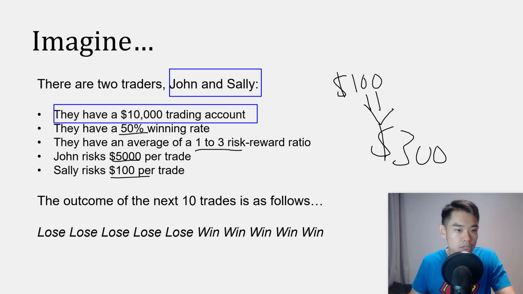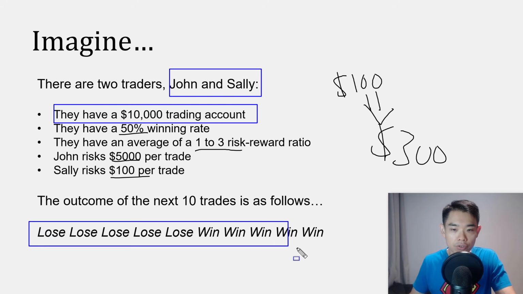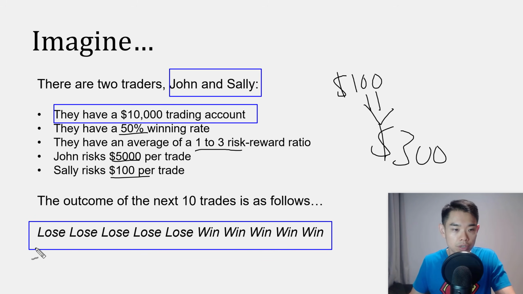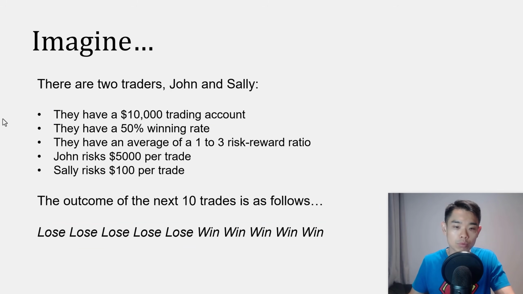And also, let's assume the outcome of the next 10 trades is this. The first trade is a loser, second is a loser, loser, loser, loser, and then win, win, win, win, win. So basically, you encounter 5 losing trades in a row before you experience the winners. Now, how would the result fare for both traders? So let's look at John.